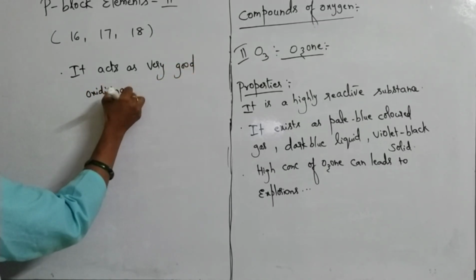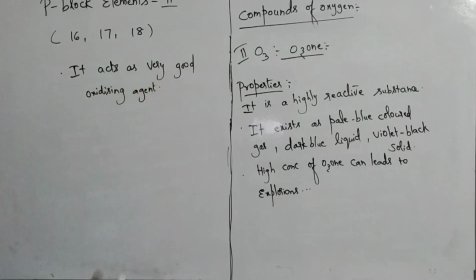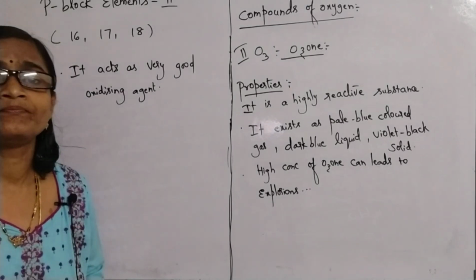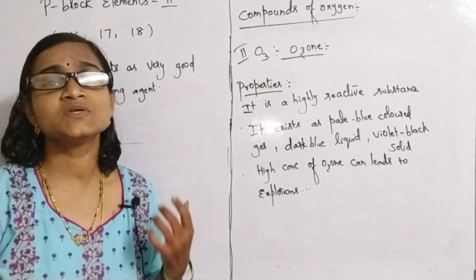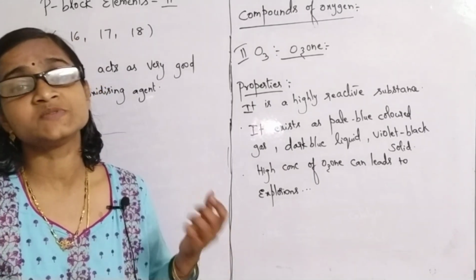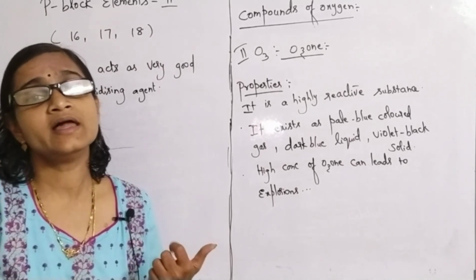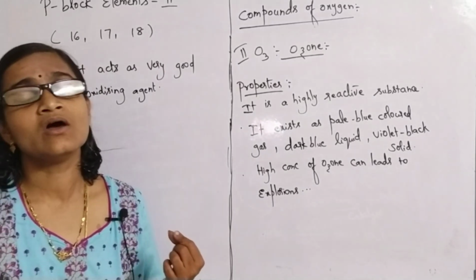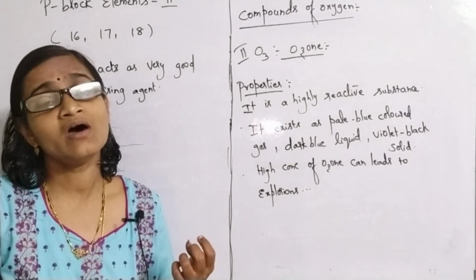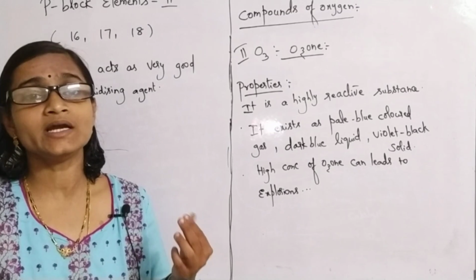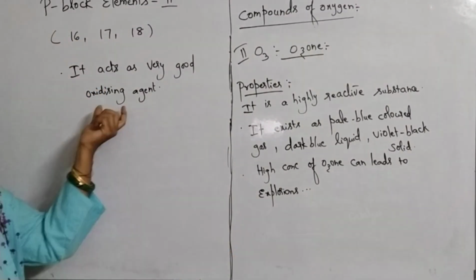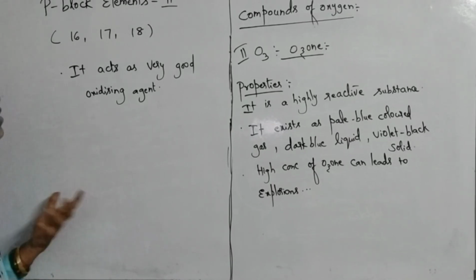What is an oxidizing agent? The substance which undergoes reduction is called the oxidizing agent. Reduction means the substance gains electrons, that is, gain of electrons, or removal of oxygen, or addition of hydrogen. Anything you can call reduction. So the substance which undergoes reduction is considered the best oxidizing agent. So ozone is considered the best oxidizing agent.